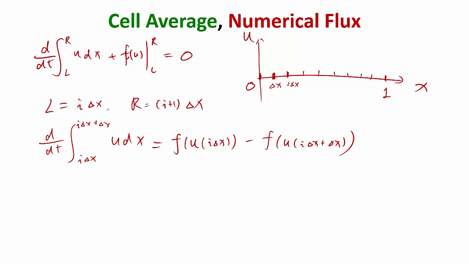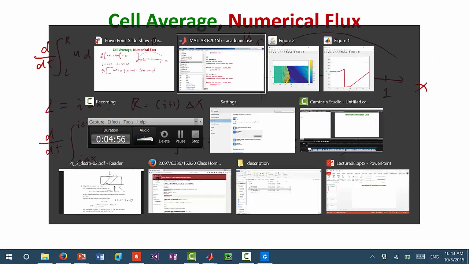Well, we want to approximate this function using a finite number of values. So this is a continuous function. We want to approximate it using a finite number of values. And if you remember the difference between finite difference and finite volume, let's redo it in MATLAB.